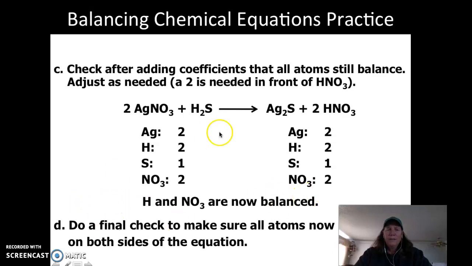So if you look here, 2 silver, 2 silver, 2 nitrate groups. When they stick together, you guys, you can just call them a group. So 2, you can say 2N and 6 oxygen if you want, but when they're a polyatomic ion and they're the same on both sides, I just do them together. And then a 2 takes care of that.